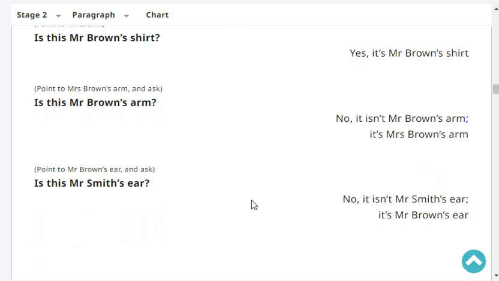Is this Mr. Brown's arm? No, it isn't Mr. Brown's arm. It's Mrs. Brown's arm.